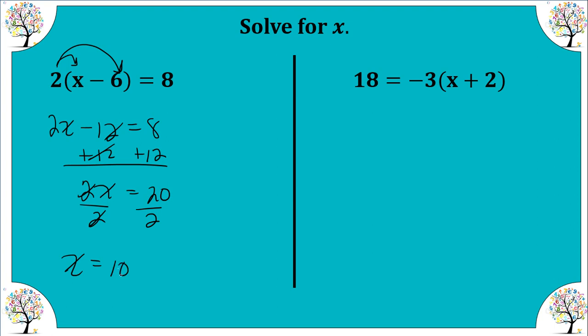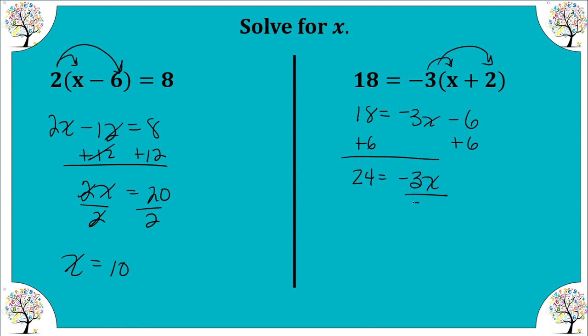That's my solution. In this problem, we have parentheses on the right side, so I'm going to distribute the coefficient of negative 3. Now we have multiplication and subtraction to undo. So again, we're isolating x, so we're going to remove the minus 6 by adding 6 to both sides. Then we have negative 3 times x. We want to undo multiplication by dividing. We divide both sides by that negative 3. My one solution is x equals negative 8.